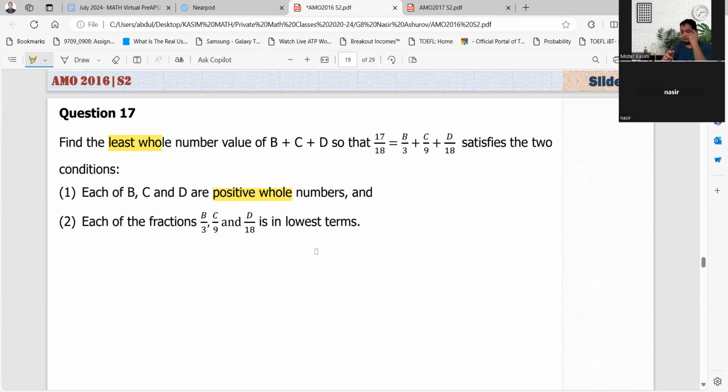If it says each of the fractions is in lowest terms, that means it can't be like 3/9 or 6/18. Yeah, that means that B, C, D are not multiples of 3, right? Yeah, okay.